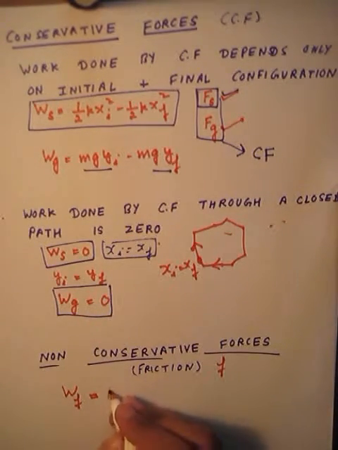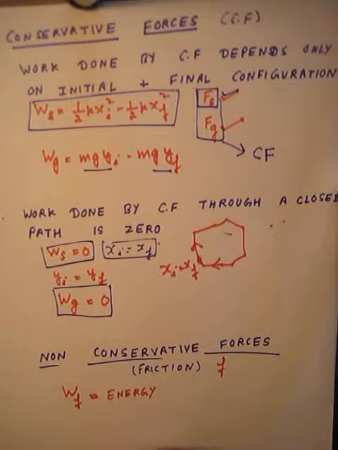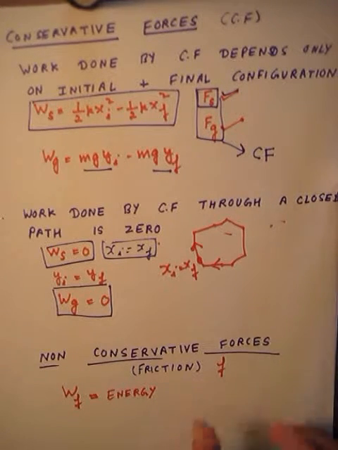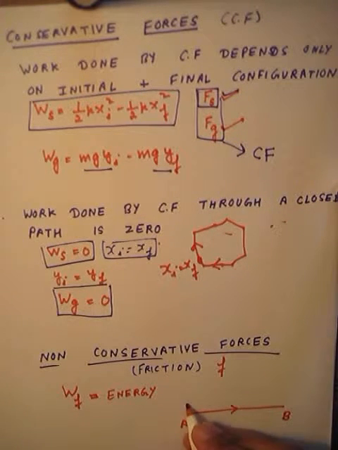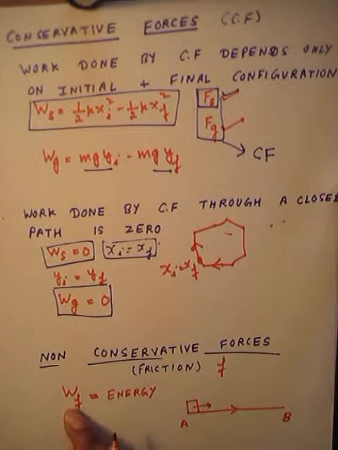Now work done also means energy. So consider the energy lost when an object is moving. Let us say that an object moves from A to B. When an object moves from A to B, there will be a loss of energy, and that loss of energy will give you the work done by the frictional force.